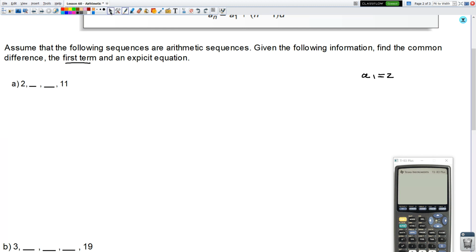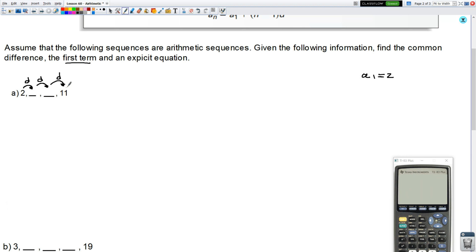One way to figure it out is the following. We know that the sequence is arithmetic. So that means that there has to be a common difference to go from the first to the second term. We have a value of 2. We add the common difference, then we're at the second term. We add the common difference once more, and now we are at the third term. We add the common difference once more, and now we reach the fourth term. So that means that if we start at 2 and we add the common difference 3 times, we're going to end up at the value of 11.